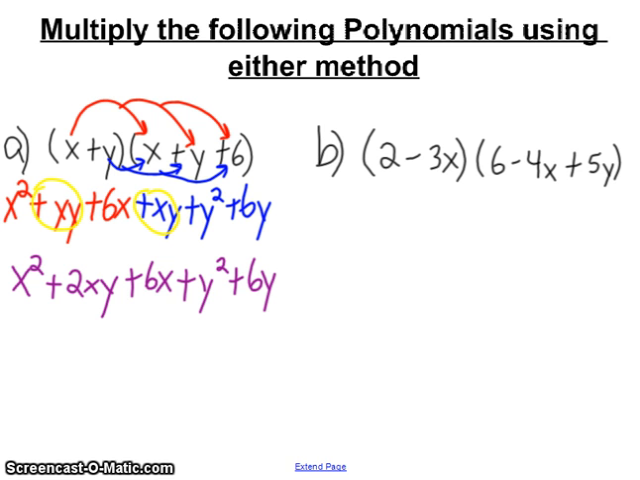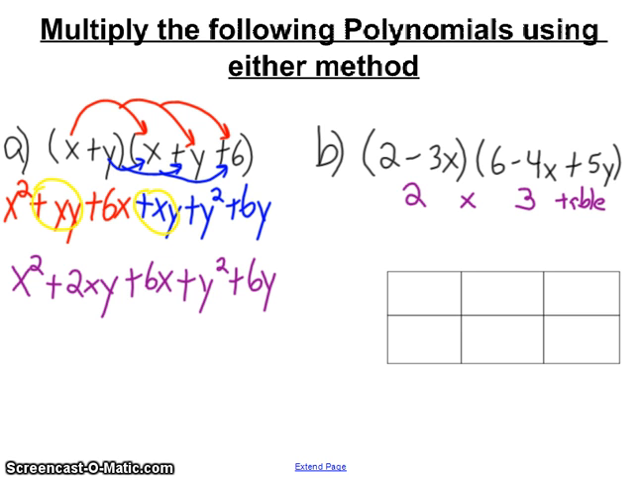Now for this next one, I'm going to actually try to create the table. And if I look, I've got two terms, and here I've got three terms. So that would be a 2 by 3 table. Now when I start listing my values, I have to be very careful. This is a positive 2, but here, that is a negative 3x. I treat the symbol or the operation in front of it kind of like it's the sign. And then I would have 6, negative 4x, and then positive 5y.